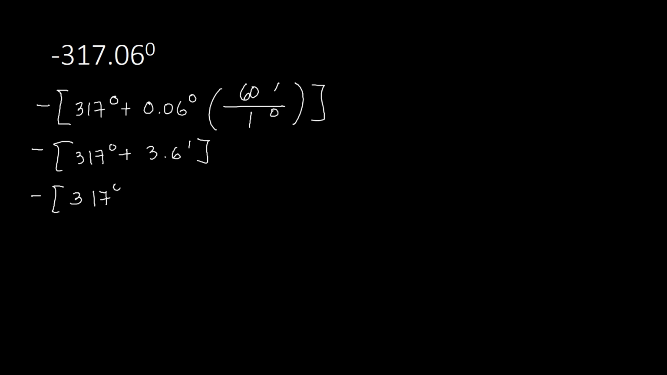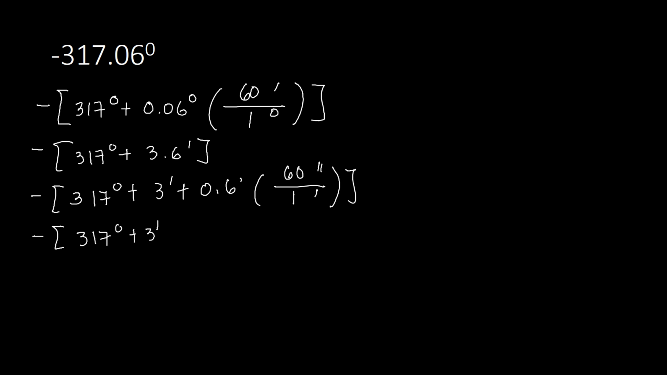We have 317 degrees plus 3 minutes plus 0.6 minute, converting that one into seconds. So we have minute at the bottom, while second will be at the top. We have 1 minute is equivalent to 60 seconds. So multiplying that part again, we have negative and then 317 degrees plus 3 minutes plus 36 seconds. So omitting our plus sign here, we have now negative 317 degrees, 3 minutes, and 36 seconds. So let's go to the last one.